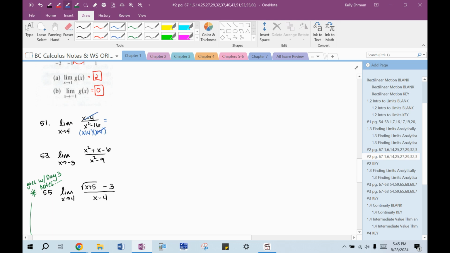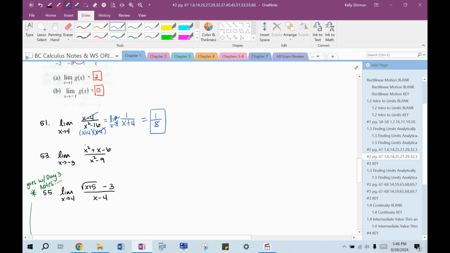It would be wrong for me just to say it equals 1 over x plus 4 and that equals 1 over 8. That's wrong. Because you don't have the limit notation here. So remember, you need to keep your limit as x approaches 4 of 1 over x plus 4. And then once you do direct substitution, then you're allowed to drop limit notation and just get your answer.